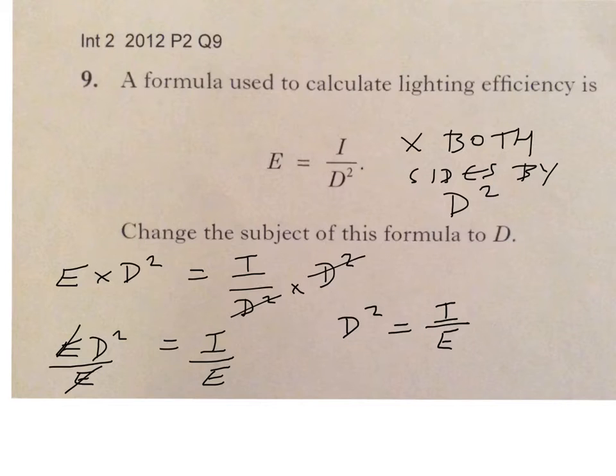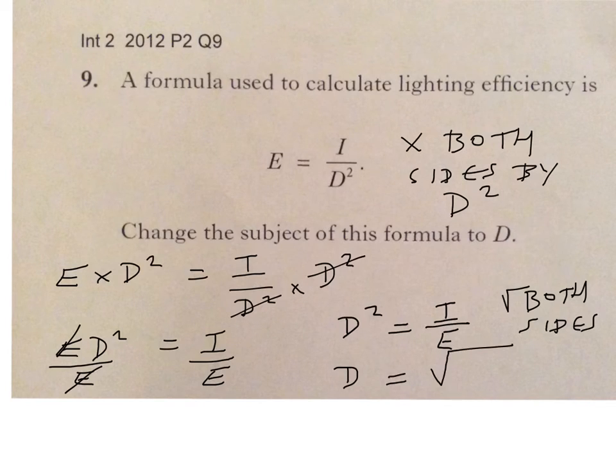To get rid of the squared, all we do is square root both sides. And the square root of D squared is just D. Square root of I over E. So our final answer is D equals the square root of I over E.